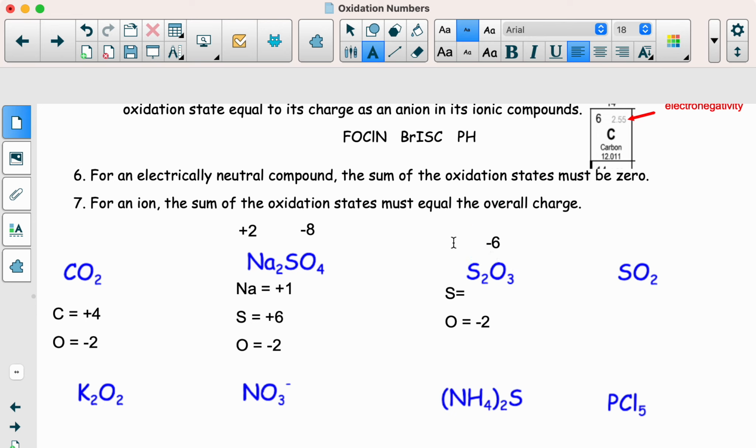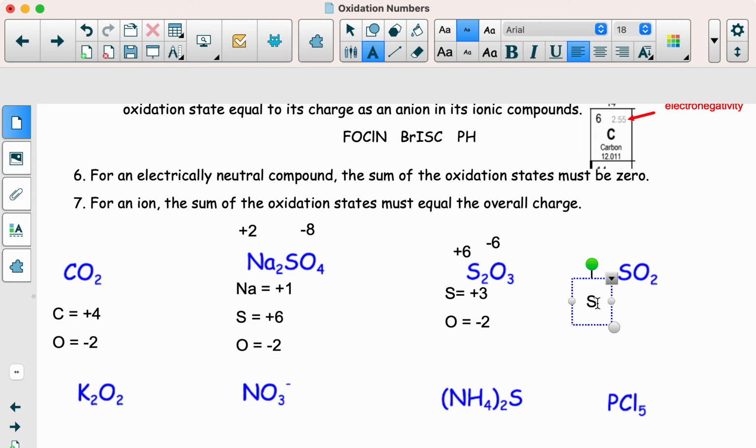Which means that the sulfur has to contribute a positive 6, and that positive 6 gets shared by the two sulfur atoms here. And so we pretend that each sulfur has a charge of positive 3, and we pretend that each oxygen has a charge of negative 2. Now remember, those aren't actual real charges because this is a molecular compound, and we know that molecular compounds get together with the atoms in their neutral atomic state, not in their ionic state.